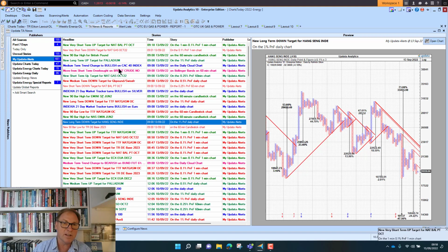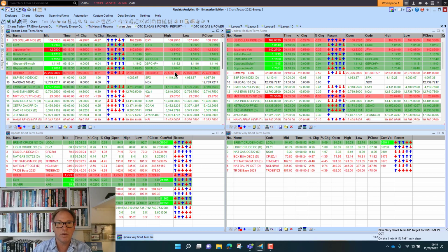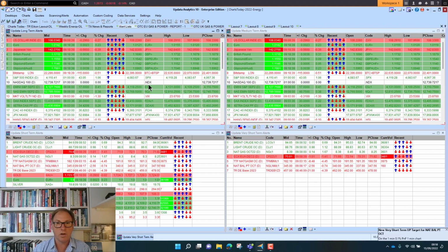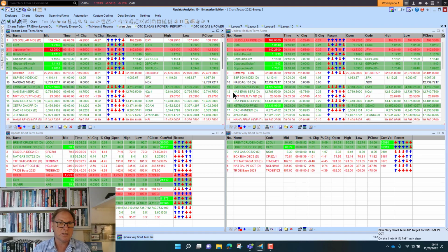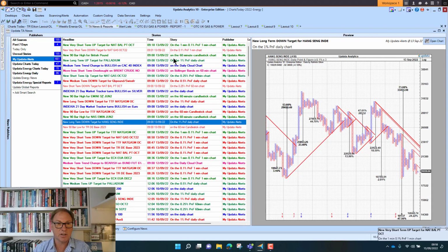So you can configure these on any list you want. All you have to do is just add in the instruments you want alerting on the very short term, the medium term, or the long term. So it's part of the enterprise package, and it's a very, very powerful feature indeed. And then you're just getting the technical analysis alerts feeding into you. So that's a really key part of it.